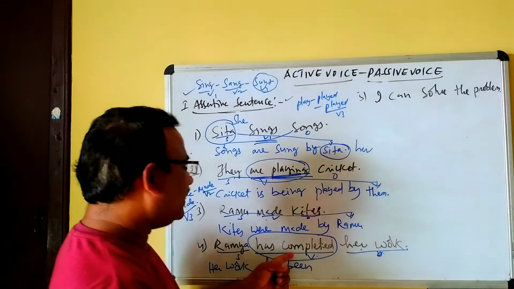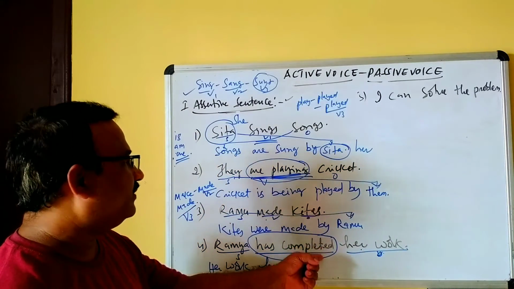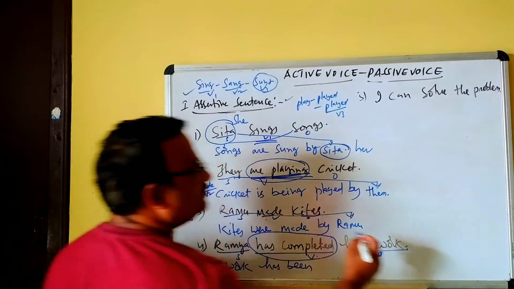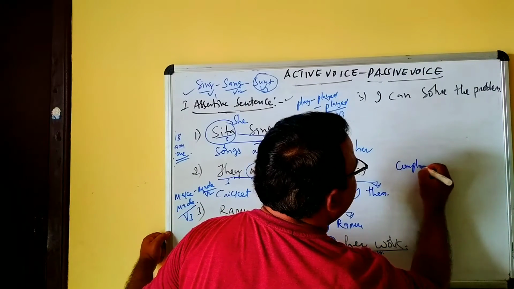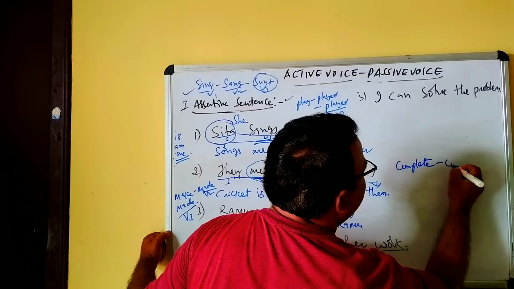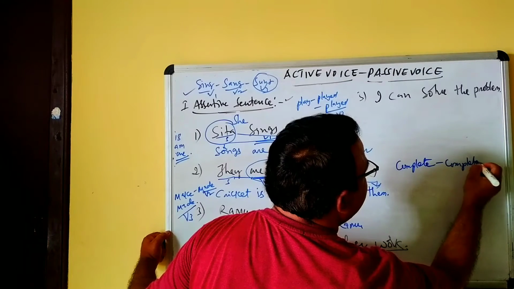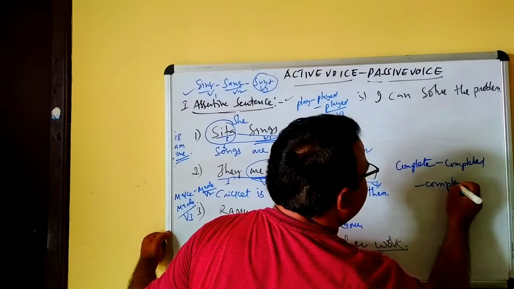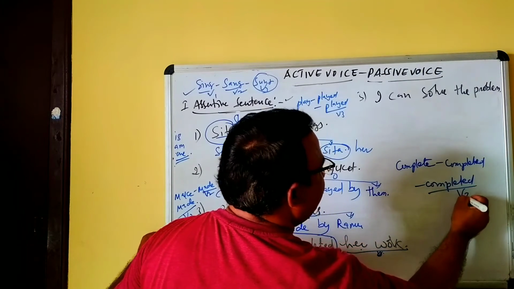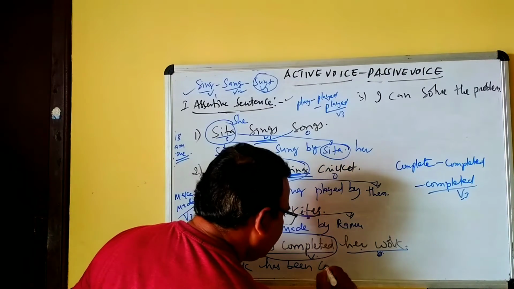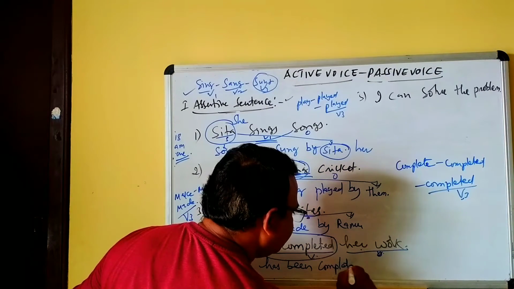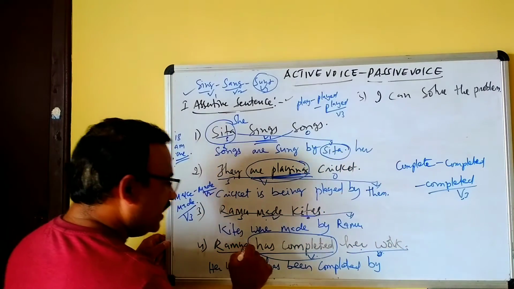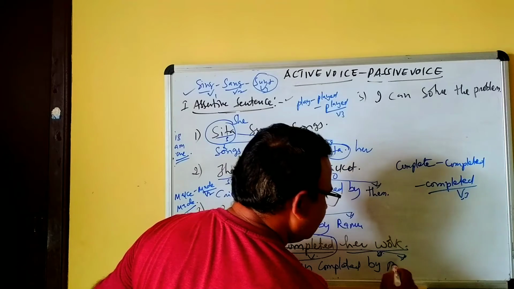Okay. Next, V3. Completed. So, what is V3? Complete, completed. So V3 is completed. So has been completed. By, preposition by, and the subject will become object, Ramya.